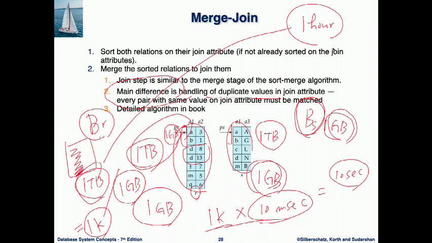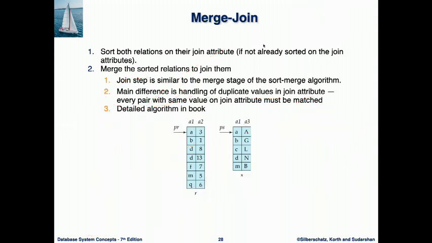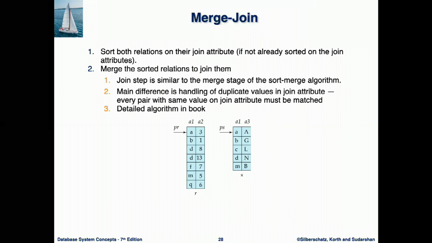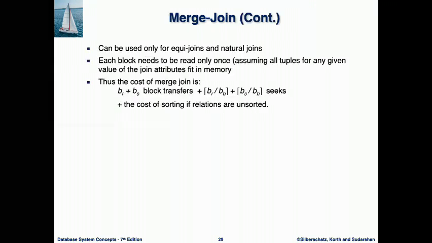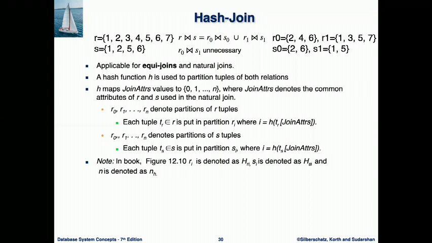So that's the nature of merge join. This is a fantastic join algorithm when relations are sorted. However, in general, the relations are not sorted. Then what can we do? That's the question, and that will lead us to this hash join.